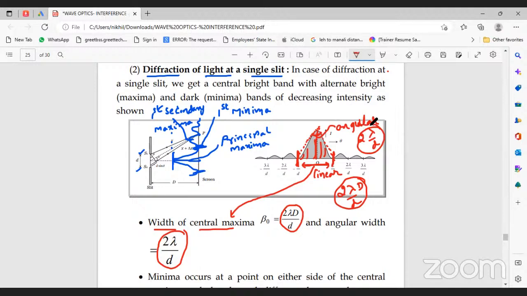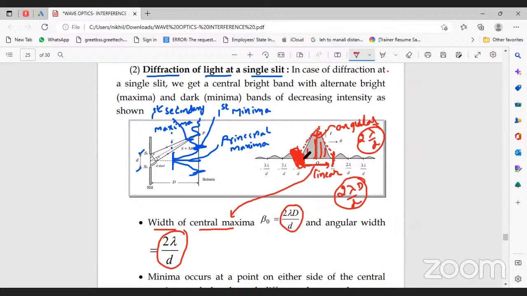So how to calculate the angular width and the linear width of the principal maxima? Angular width will be just 2 lambda by small d, and linear width will be 2 lambda capital D by small d. That is the linear and angular width of the principal maxima. So after principal maxima, what you are going to obtain? First minima. This is called the first minima portion.